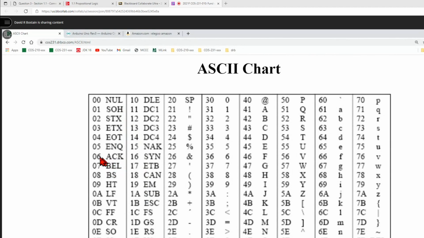This, on one of the old computers I used to work on, actually rang a gong when you would send it: 07. Backspace, horizontal tab, line feed, vertical tab, form feed, carriage return, shift out, shift in, all sorts of things which controlled various devices over the years. But we really don't have that much room for characters.